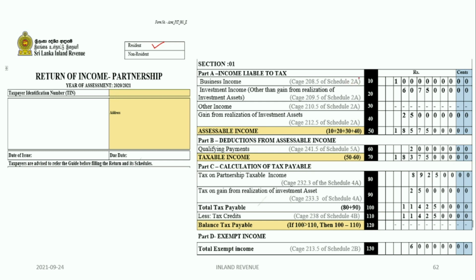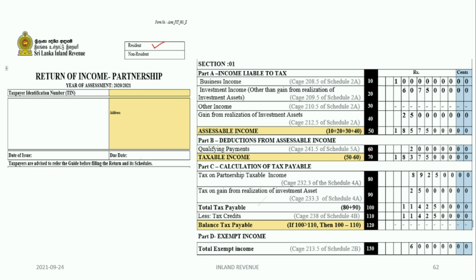So moving to the figures. Business income of the partnership should be included under cage number 10. We remember that business income is 10 million, so we include 10 million in cage number 10. Then the investment income other than the capital gain from realization of investment asset, total investment income 6,075,000, should be included in cage number 20. No other income. Gains from realization of investment asset 2.5 million is included in cage number 40. Altogether, partnership income 18,575,000 is included in cage number 50.